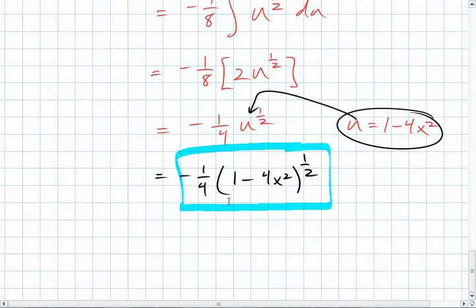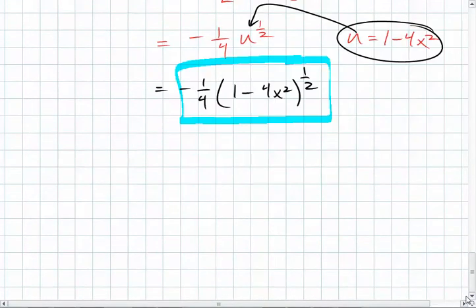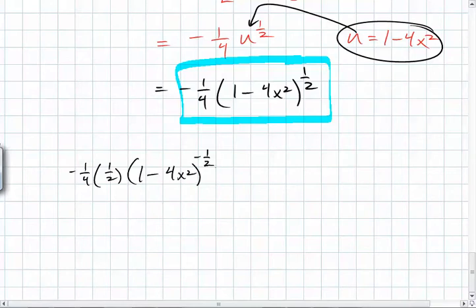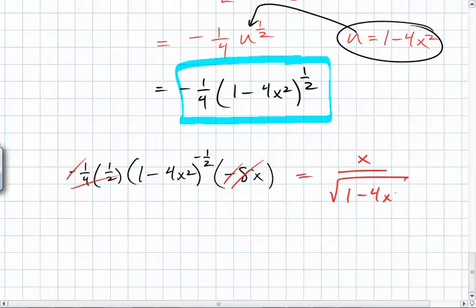Yes. How would we check to see if this is the proper answer? Take the derivative. What do you end up with? Negative 1/4 times 1/2, 1 minus 4x squared to the what? Negative 1/2 times what? Negative 8x. What cancels here? The negatives cancel. The 4 and the 2 and the 8 cancel. And what are you left with? x over the square root of 1 minus 4x squared. Did it work? It worked.